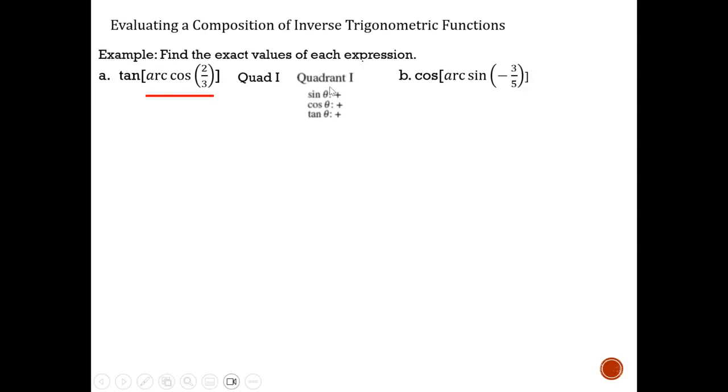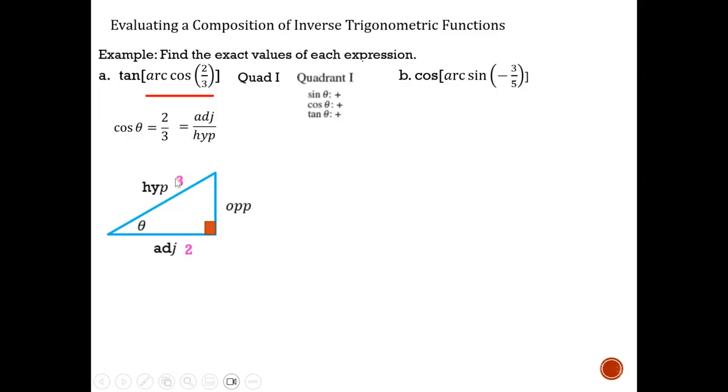So these are the signs for the sine, cosine, and tangent in quadrant 1. The sine's positive, cosine's positive, and tangent's positive. So everything will be positive, so the tangent will also be positive. I mean, my answer will be positive. Again, the cosine will be 2 over 3, which will be adjacent over hypotenuse. Now let's go to the triangle. The adjacent is going to be 2.